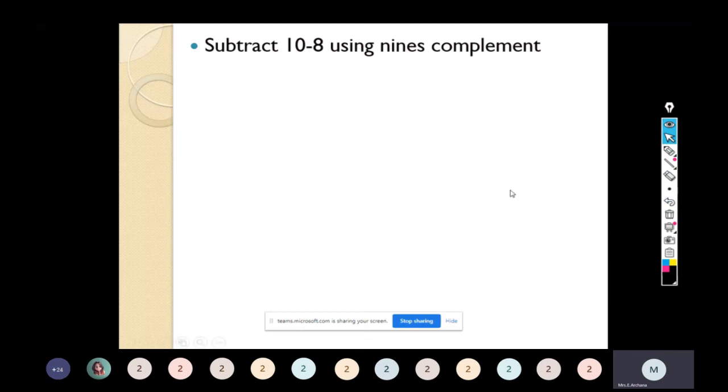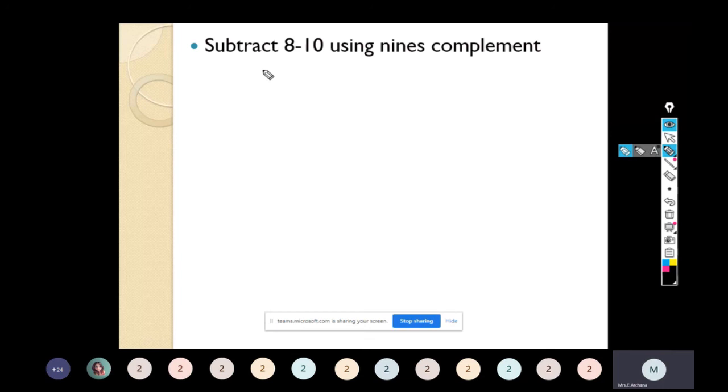Next sum. Subtract 8 minus 10 using 9's complement. Now, A minus B. A is 8, B is 10.